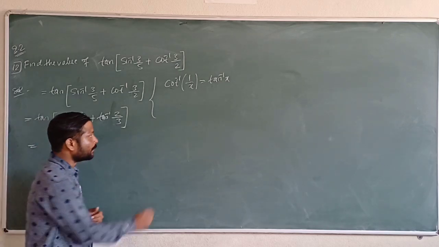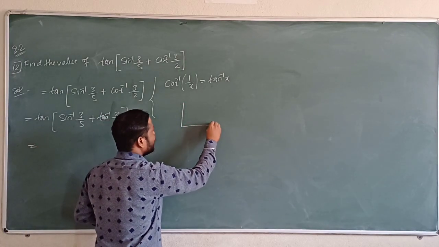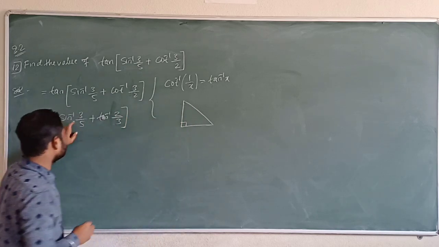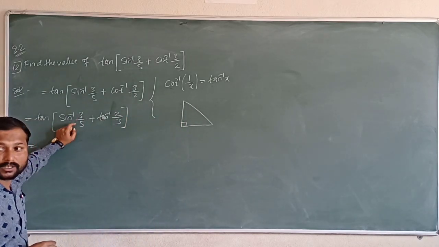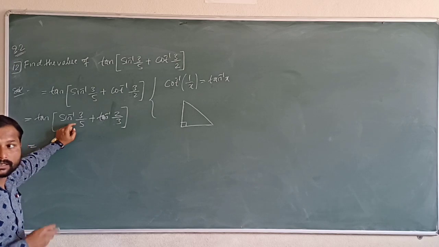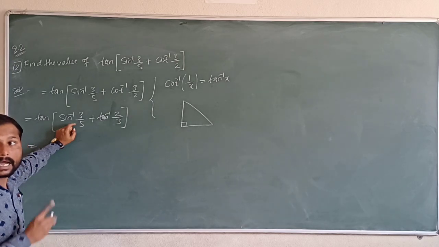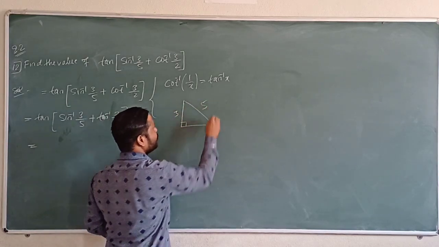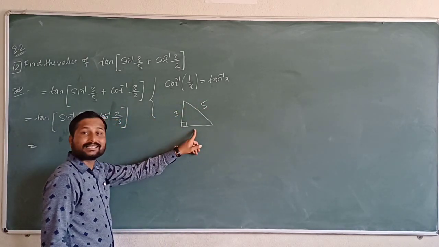Let us change it. See here, take a right angle triangle. Sin inverse of 3 by 5: what is the sin theta ratio? The sides are opposite by hypotenuse. The opposite is 3 and the hypotenuse is 5. Then what is the adjacent?